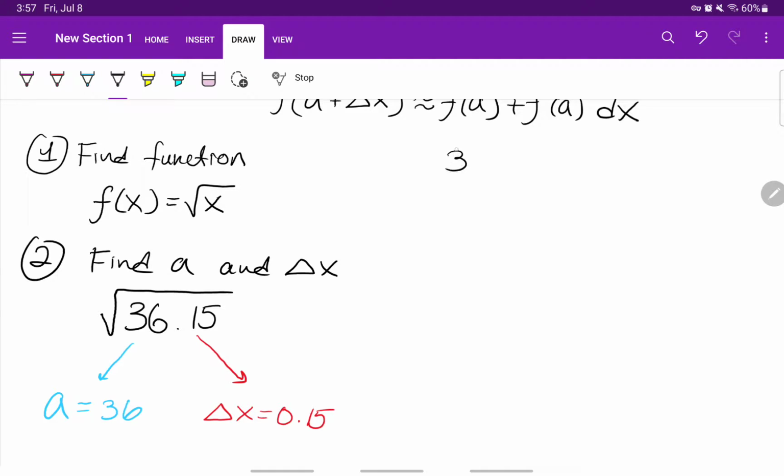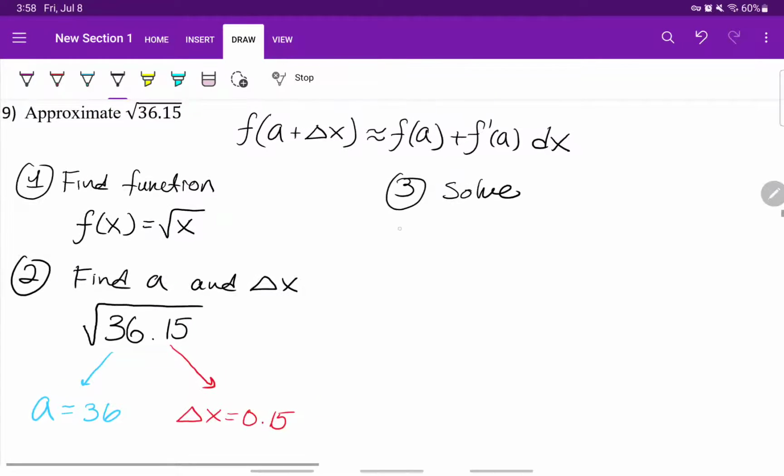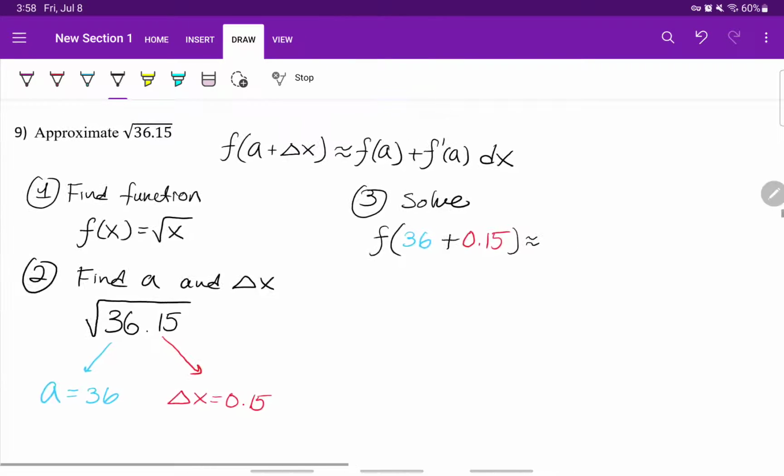And now step number 3 is to solve. So f of a, which is 36, plus delta x, which is 0.15, is approximately equal to f of a, so f of 36, plus f prime of a, so the derivative of our function, then plug in 36, and dx is the same as delta x, so that's going to be 0.15.